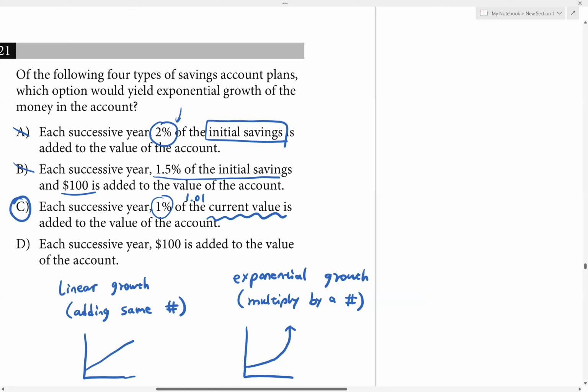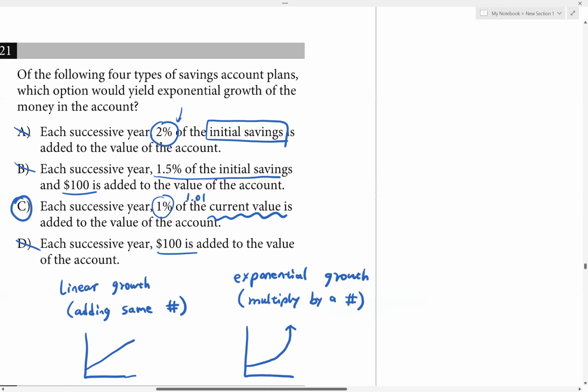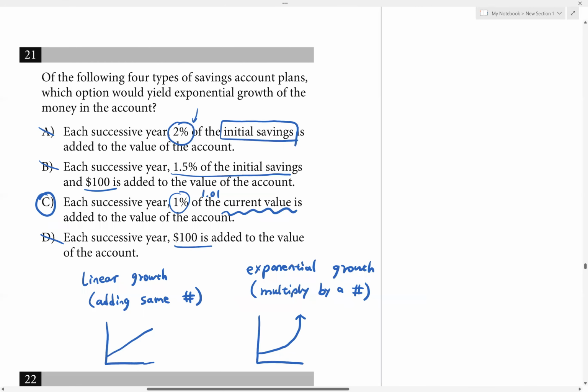And D should be linear because we're just adding $100, the same amount each time, so that's not it. Okay, so for question 21, our final answer is letter C for this one.